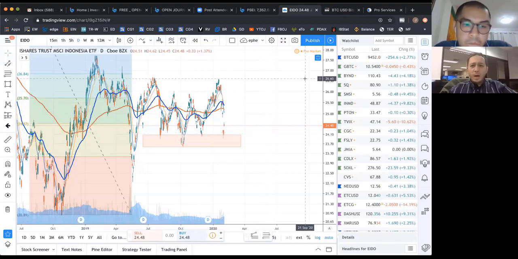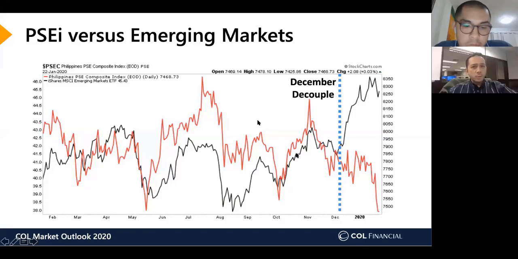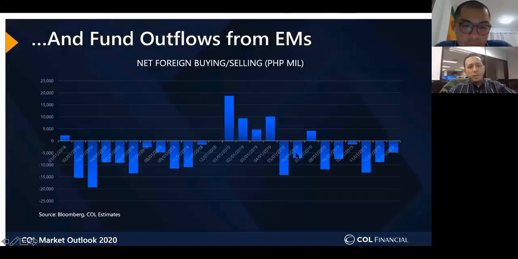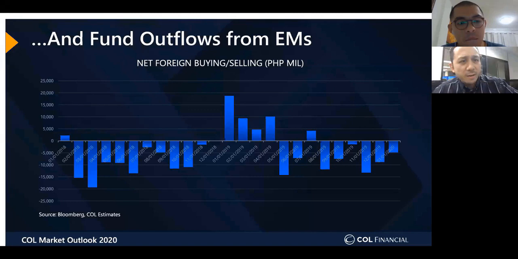But what I'd like to point out from an evidence point of view is that if I show you what's been causing not just the Philippines, but emerging markets to go lower, you'll see that it's actually been foreign selling. Matt, can you see the foreign selling for emerging markets?